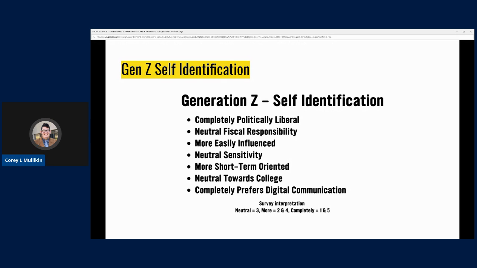Next is to show ROI. Again, they're short-term and a bit neutral on their fiscal responsibility, but they really need to know what is my return on investment, and specifically in getting that college degree or certificate.